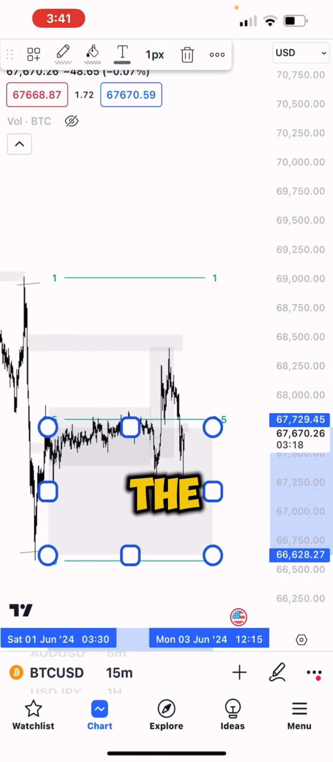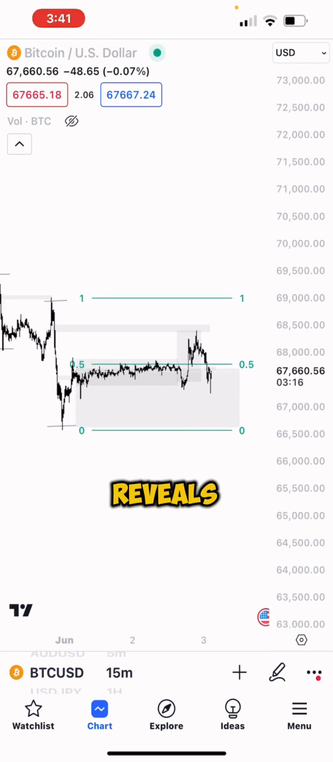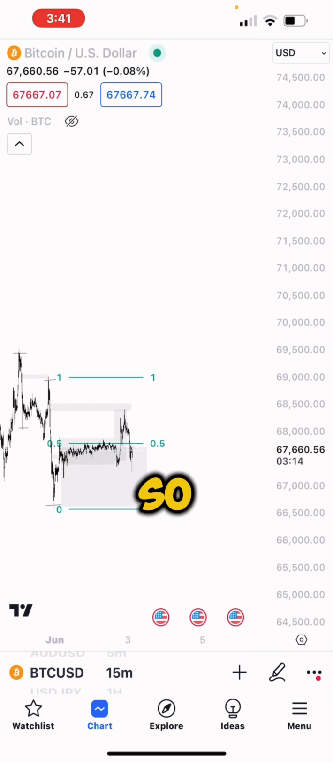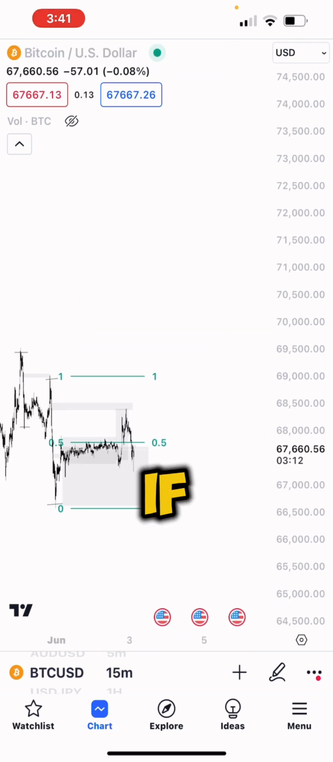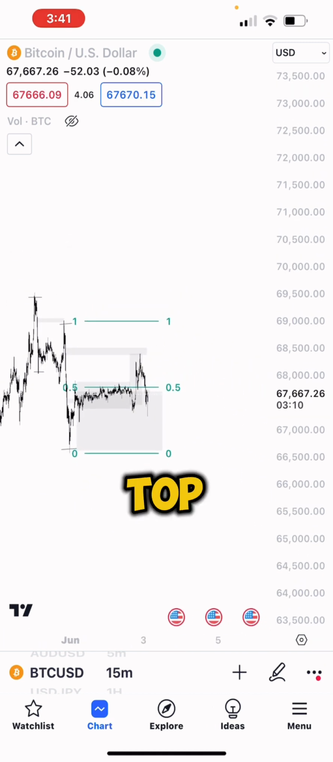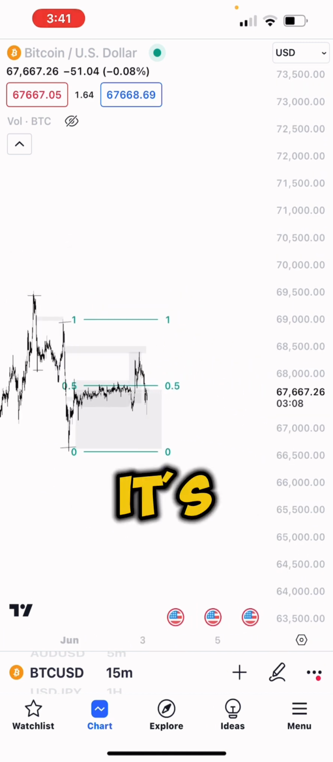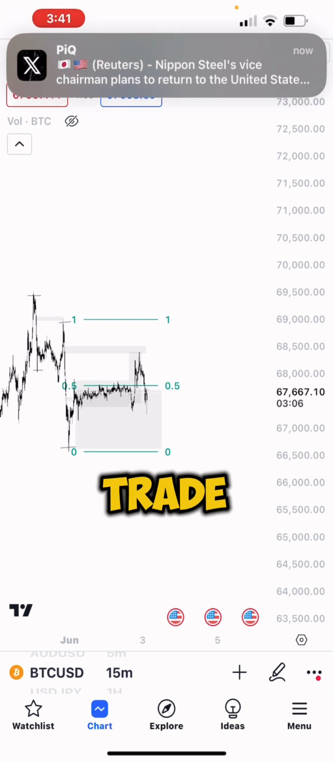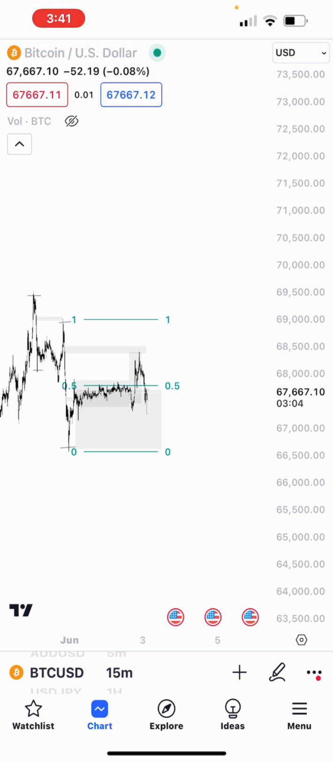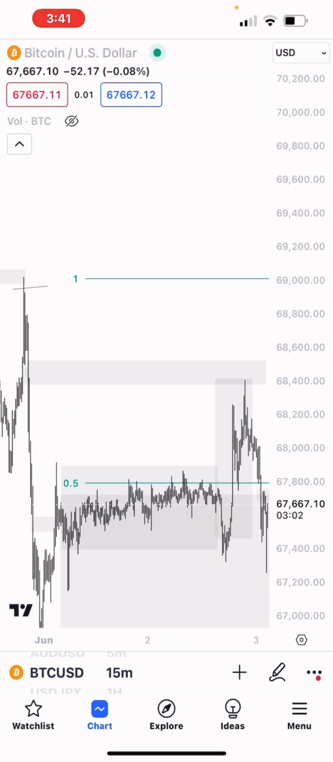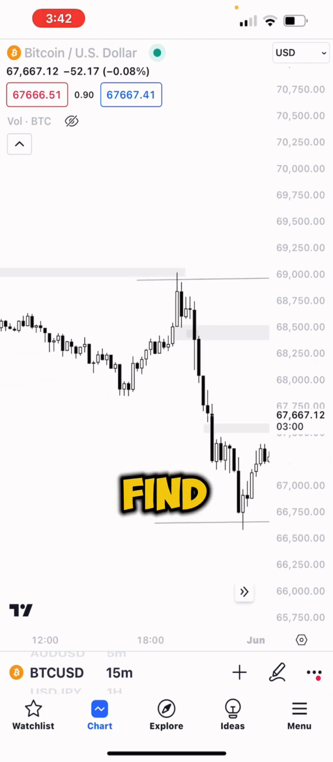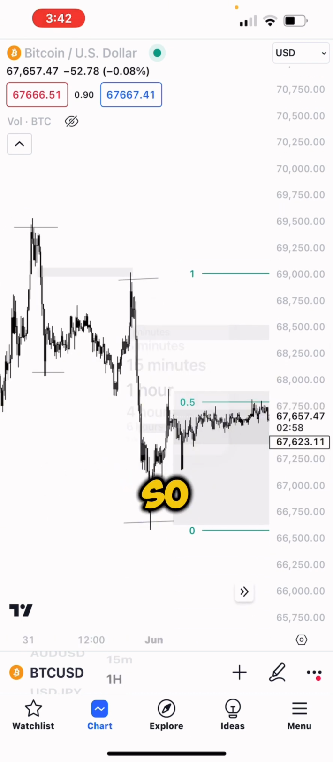And how you tell the range is through market structure, which reveals your trend. And so when you reveal your trend, if it's up, you trade at the bottom of the range, and if it's down, you trade at the top of the range. It's really that simple. And so the specific part is where you find your actual area that you're trading.